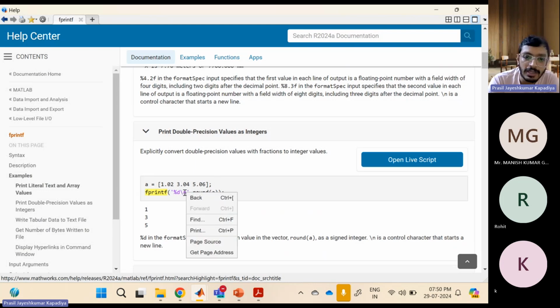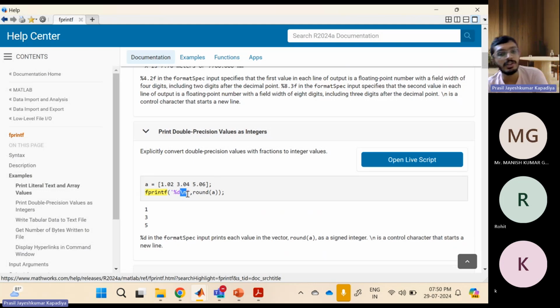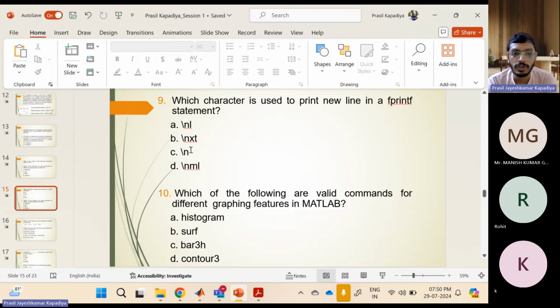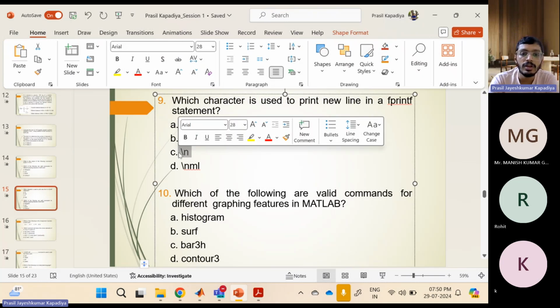This thing you will be learning in upcoming lectures. So this slash n, we can use it to print in a new line. So the answer will be this one.